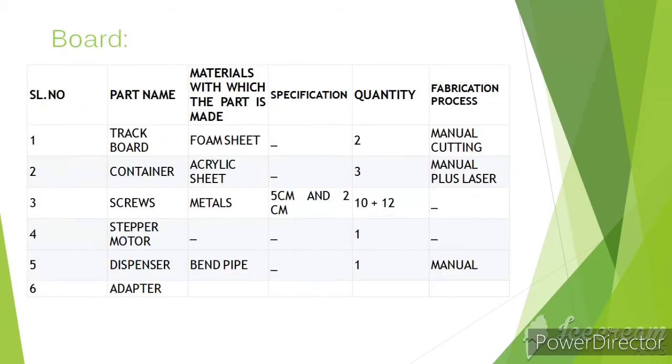To build the base of the game, that is the board, we need 2 foam sheets which will be cut and joined in the form of a box. For the containers, we will make 3 holes in an acrylic sheet and will place cups in those holes to hold the objects. Screws are needed for joining, stepper motor for the rotation of the disc, dispenser, that is bent pipe to dispense the objects out, adapter for power supply.